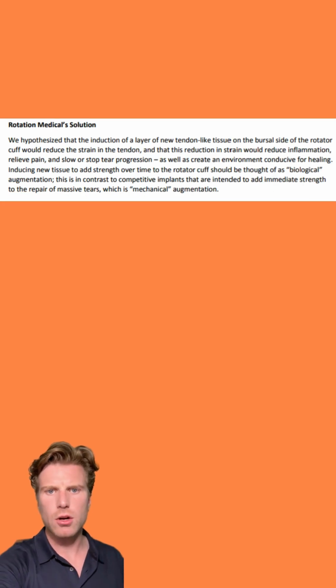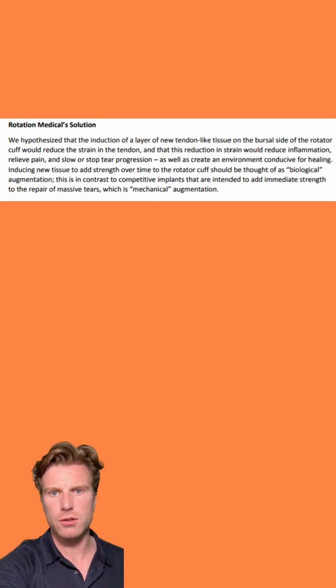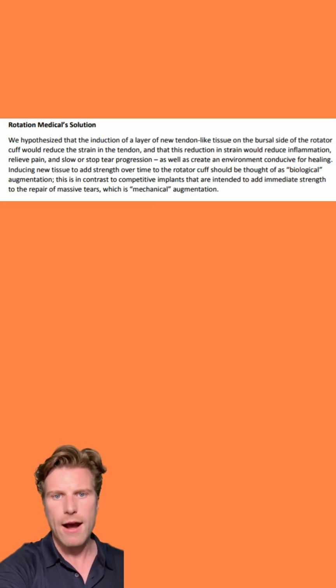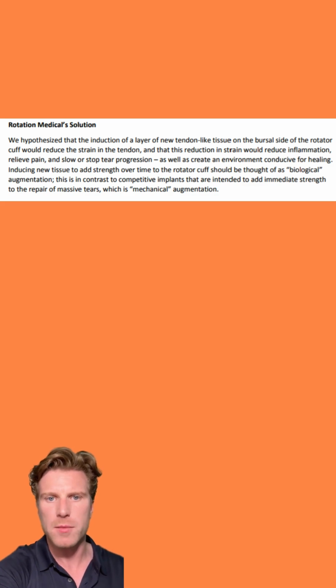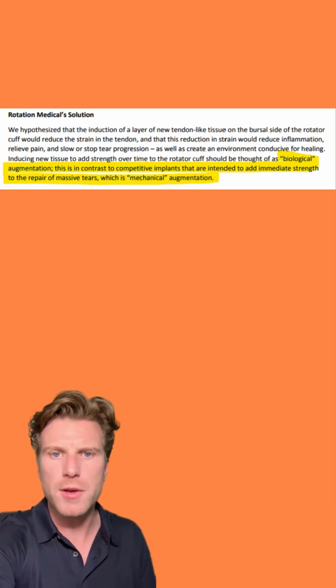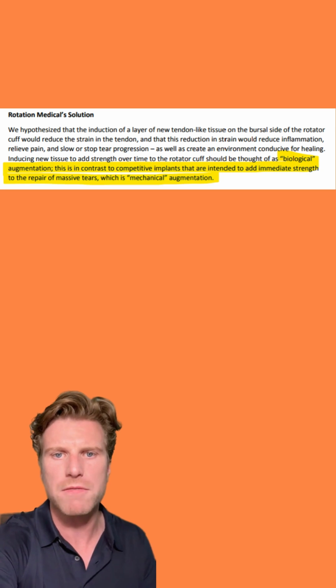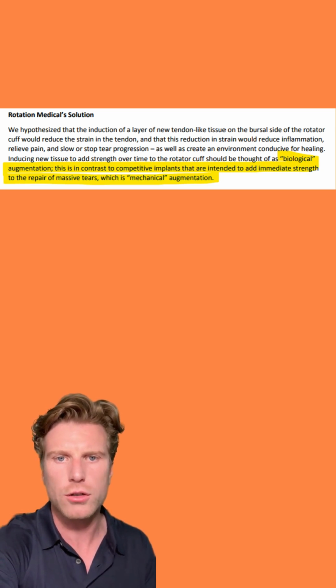He then begins to talk about a particular solution, which is called a bioinductive implant. And how this would work is by reducing the stresses and strains by creating new tendon tissue. It would create a favorable healing environment for the tendon to heal itself. This would be called a biological augment and would be very different to the current grafts on the market that give strength at time zero.